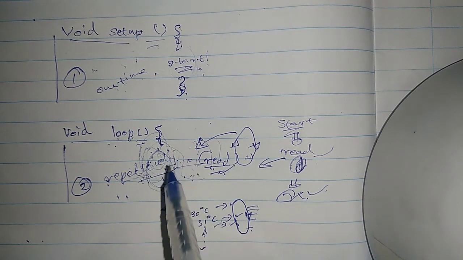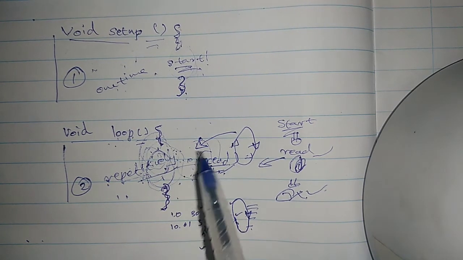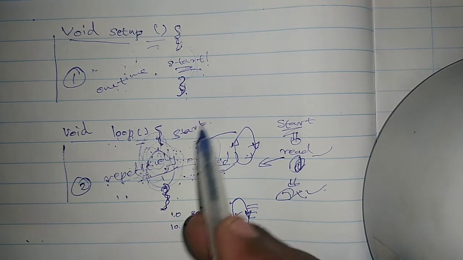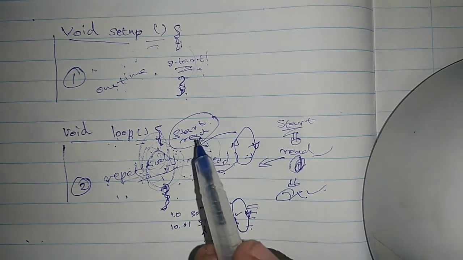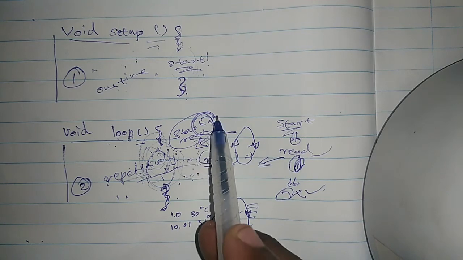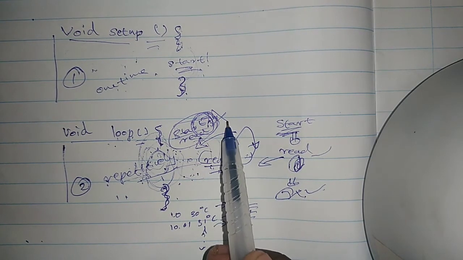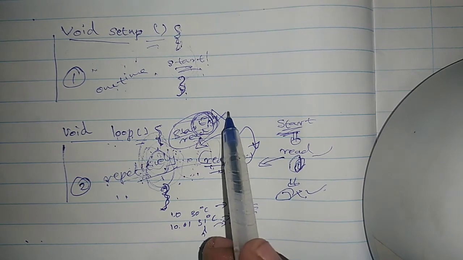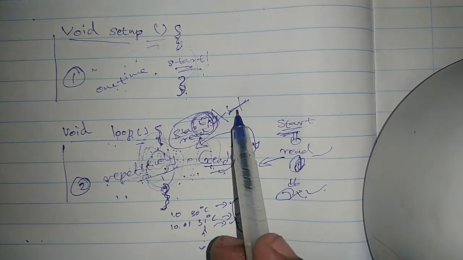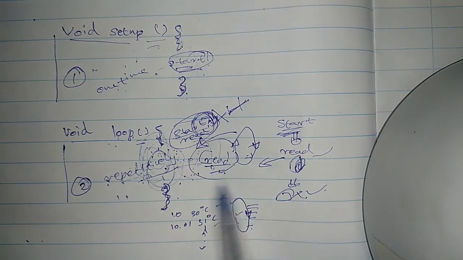Someone may ask me, why don't you write the start part also here? Yeah, you can write it. Start and read, both can be here. But what's the point? Everything will be repeating forever. But start, if you do it only one time, that's enough. You are repeating it unnecessarily. So it's a waste of time, waste of memory, waste of processing power. It's not a good thing to do. So start is one time, repeating is forever.